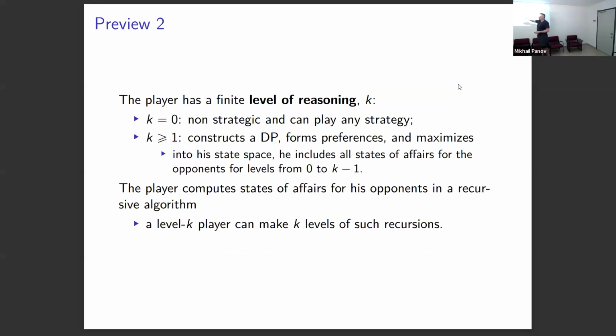And what separates level 3 from level 4 is that a player with level K, when he computes possible omega, possible states of the world, considers all possible states of affairs for his opponents when they are levels between 0 and K minus 1. It means that if I'm level 5, I compute what you do when you are level 0, 1, 2, 3, and 4. If I'm level 6, I compute more. I need to do a lot more recursions. So you should form preferences also for the opponents.